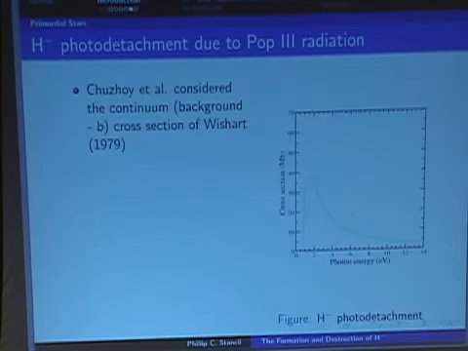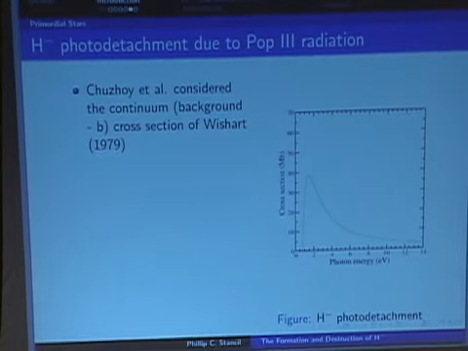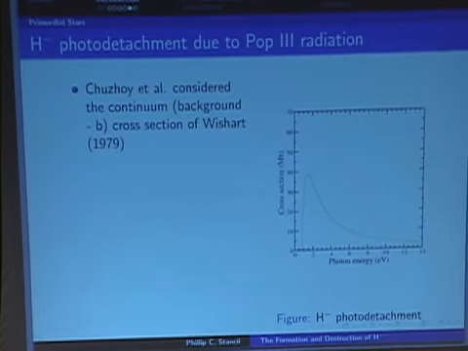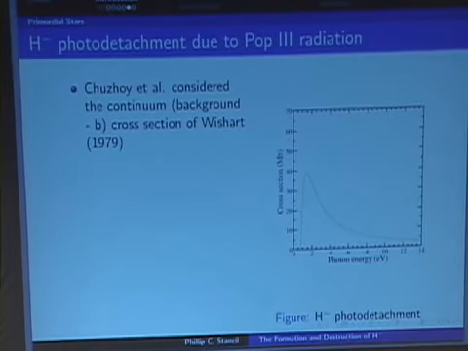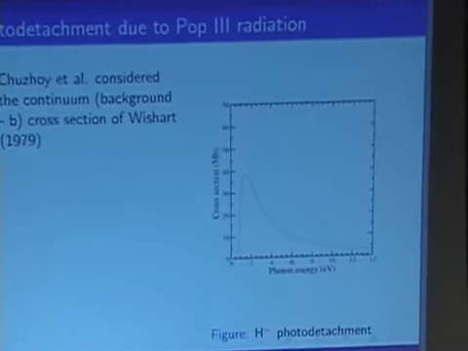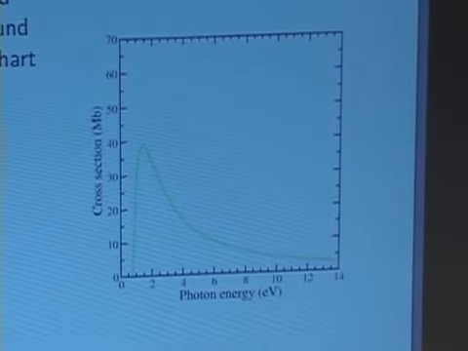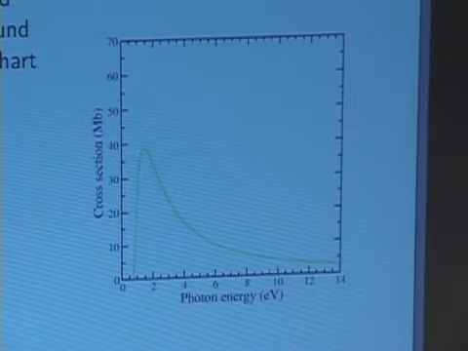Okay. So, getting to the real point of my talk after this introduction, what Chozhoi did was to consider the photodetachment cross-section, but just the smooth continuum part in their calculations, as I show here, which was obtained in 79 by Wishart. Okay, so it's the cross-section versus the photon energy.